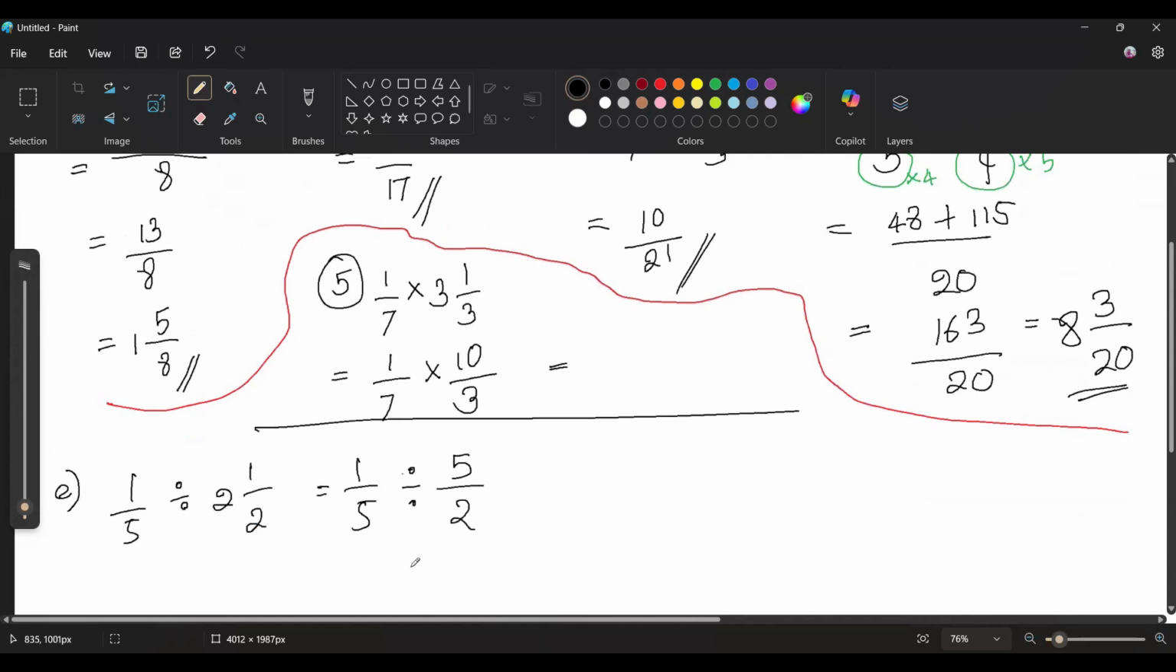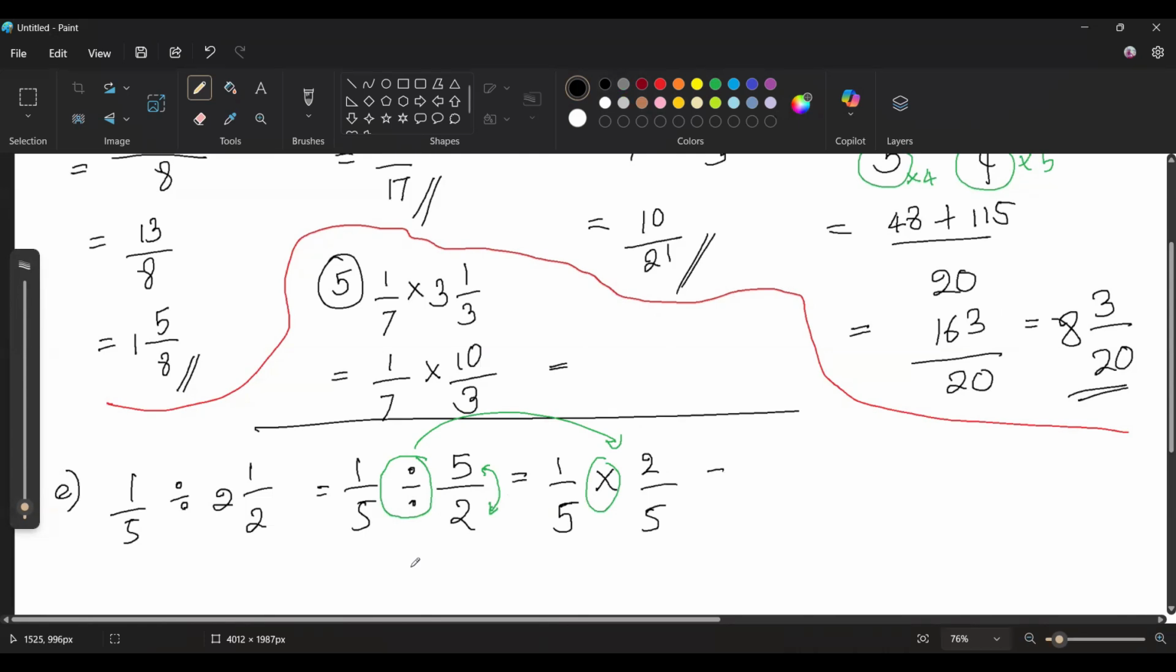If they are having division like this, what can you do? You can take it as a multiplication. Division can be converted to multiplication. After that, what should you do? You have to take the reciprocal. 5 over 2 is converted to what? 2 over 5. Is that clear?